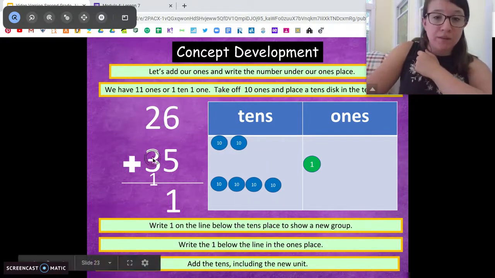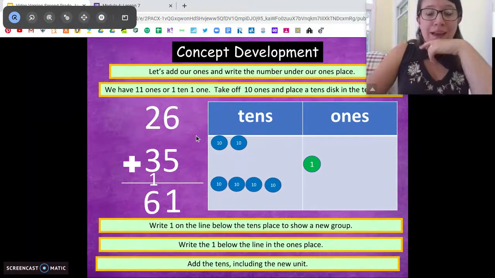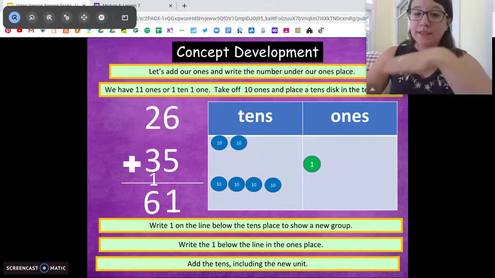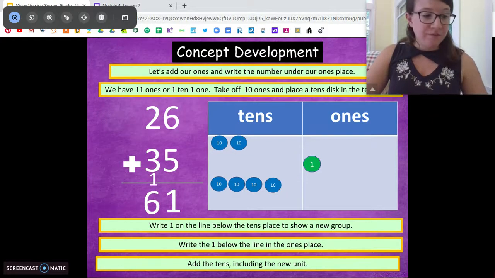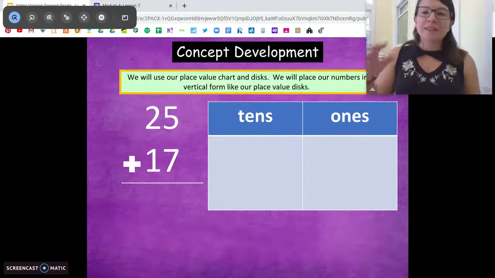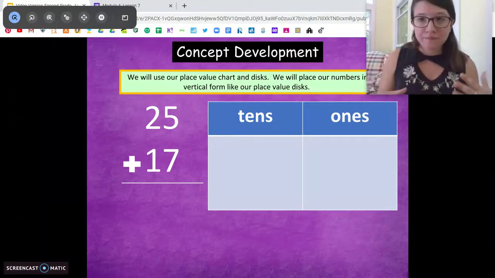So we have 2 plus 3 plus 1. 1, 2, 3, 4, 5, 6. We're adding that extra 10 in. 2 plus 3 is 5, plus 1 more is 6. So 26 plus 35 is 61. Excellent job. Same thing we did yesterday. You can move them over to make new 10s.